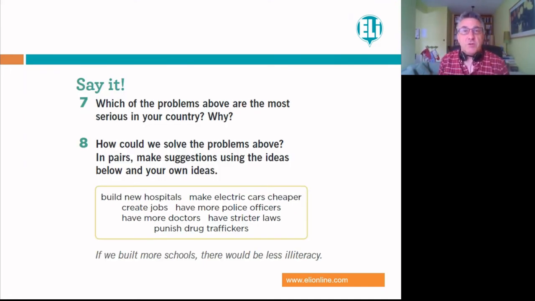Getting the students to talk about it, okay? At the end of the unit, we want people to start to communicate with the topic, you know. What are the problems in your country? How could we solve those problems? And here we've got some different suggestions. Build new hospitals, electric cars, create jobs, stricter laws. Now we have a really meaty topic that students can engage in.